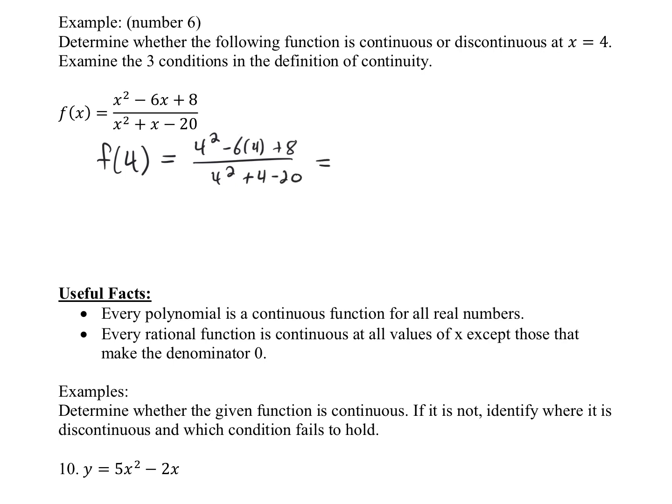So in my numerator, I get 16 minus 24 plus 8. I think that ends up giving us 0. And in my denominator, I get 16 plus 4 minus 20, and I believe that also ends up giving us 0. So f of 4 is undefined.